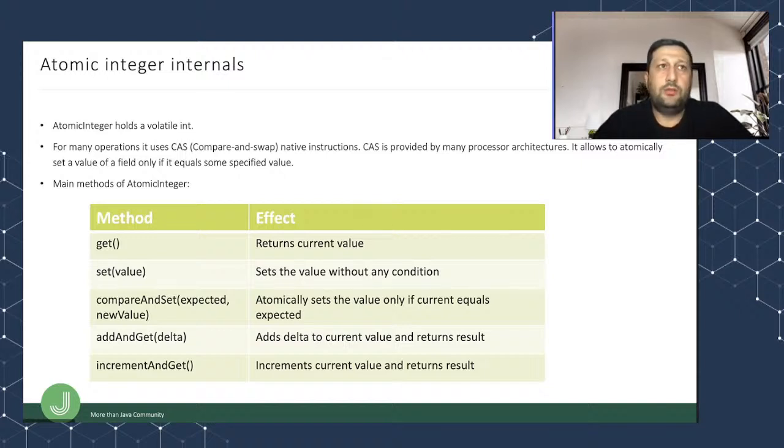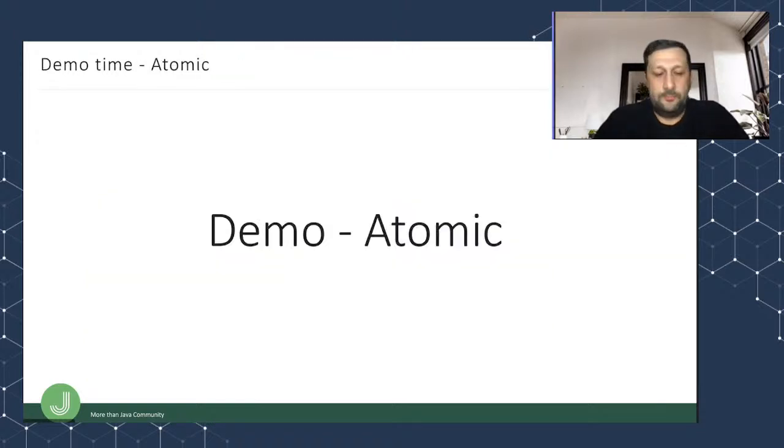To get the current value, we can use the get method. And to set a value, we can use the set method without any condition. To set with a condition, we can use the compareAndSet method. We pass the expected value and the new value, and it atomically sets the value only if the current value equals the expected value. We also have the addAndGet method, passing a delta, and the incrementAndGet method, which increments and returns the resulting value. Let's move on to the demo to check it out.